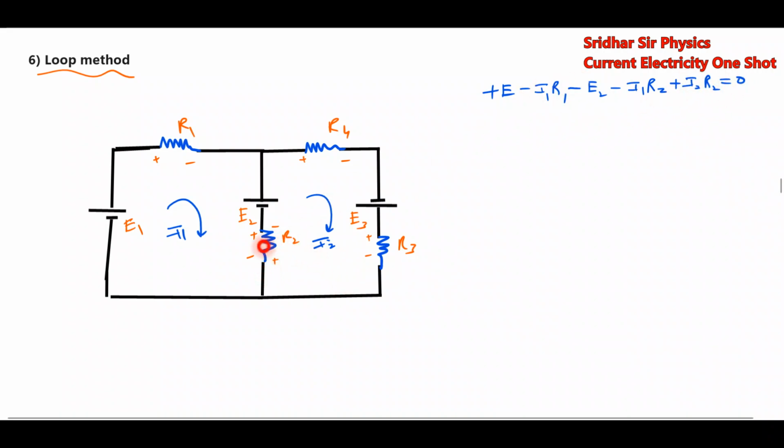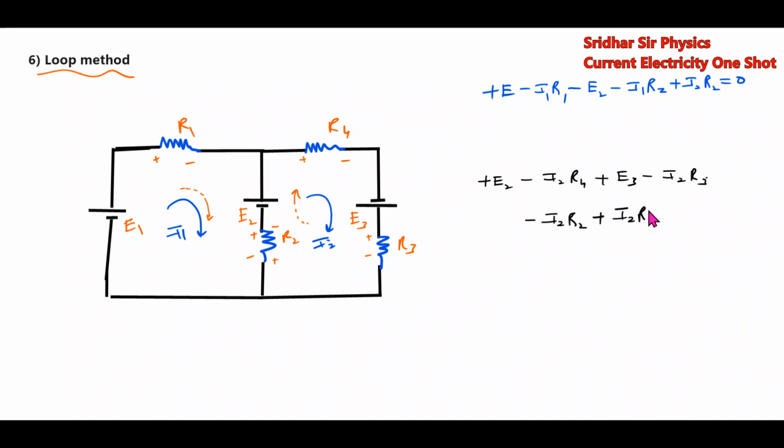Similarly, we'll traverse the loop like this. Can you indicate the direction of traverse? Yes, we have indicated. Now I'll traverse the loop like this. Any direction you can traverse it. Then this will be plus C2 minus I2 R4 plus C3 minus I2 R3 minus I2 R2 plus I1 R2 equal to 0.